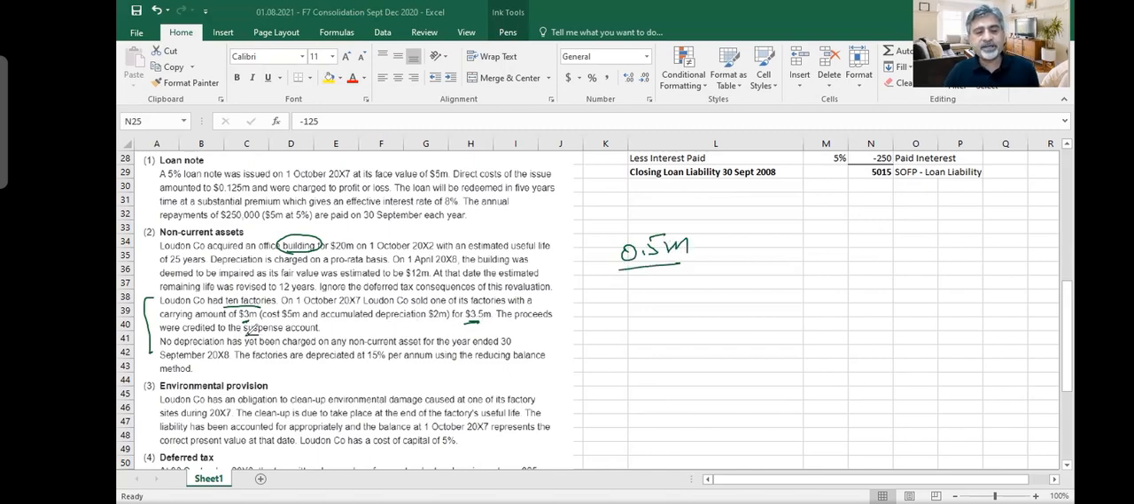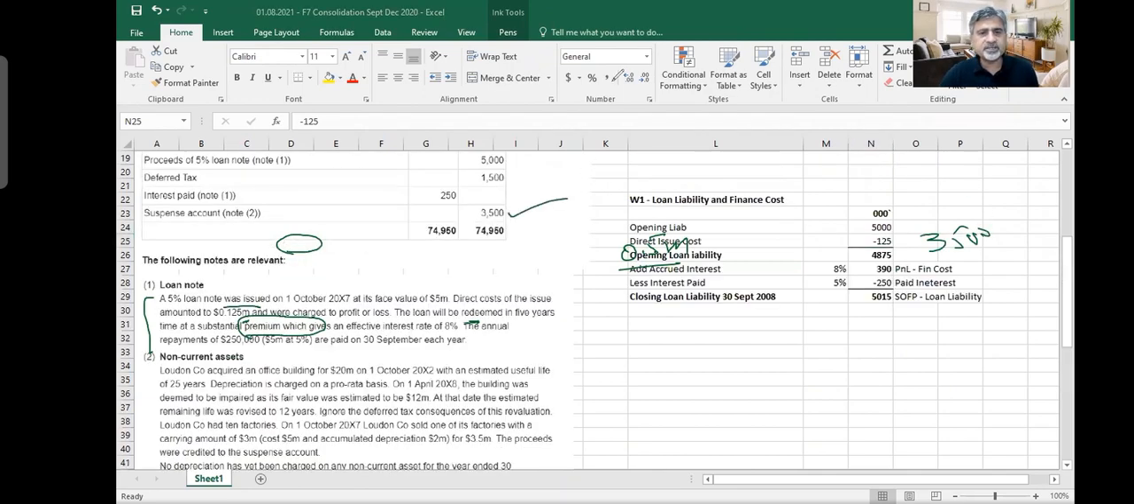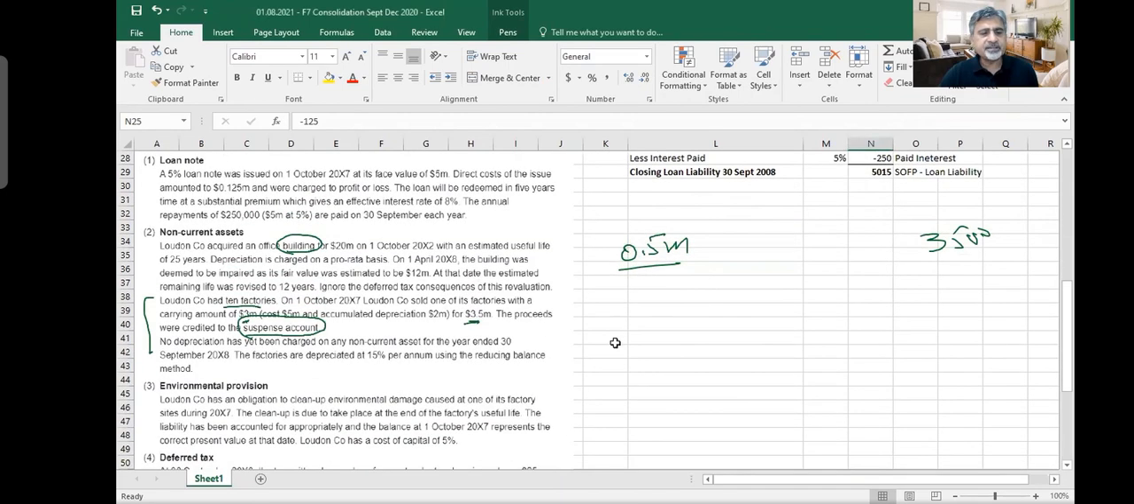The proceeds were credited to the suspense account. Remember there was a suspense account which was showing 3,500 in the trial balance. So this is where it is coming from. You see this one, this 3.5 which they put on the suspense account. This is actually the money which they received by selling this factory.